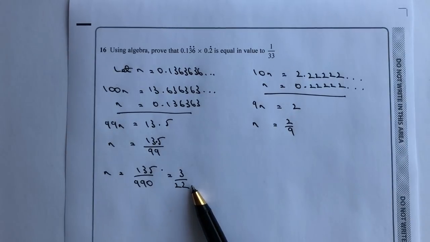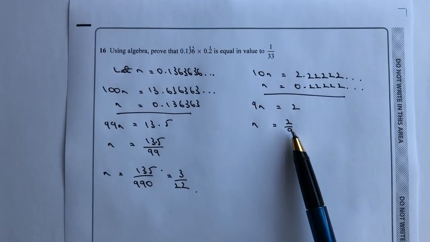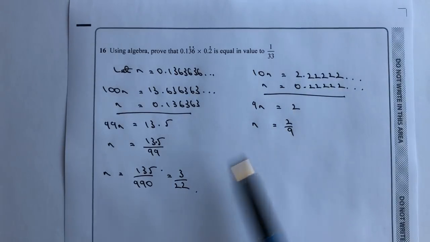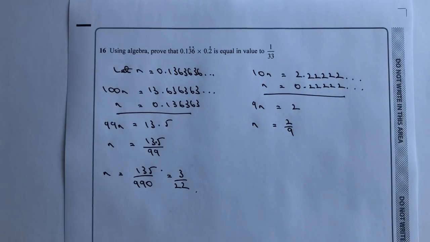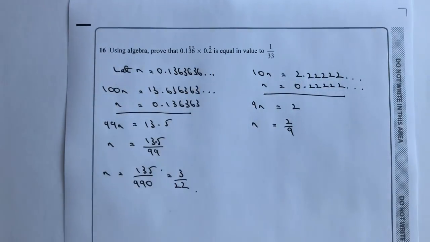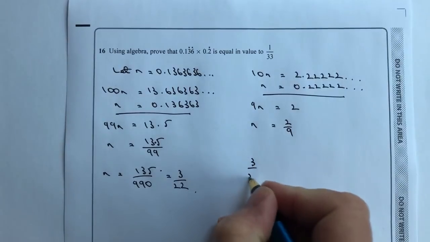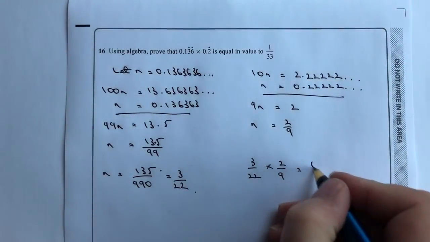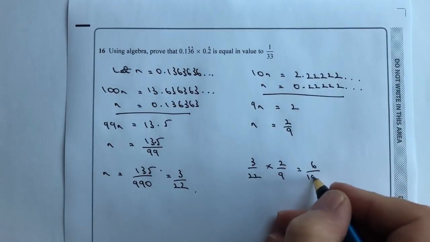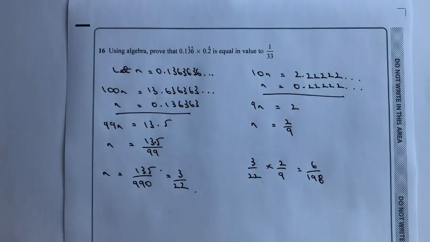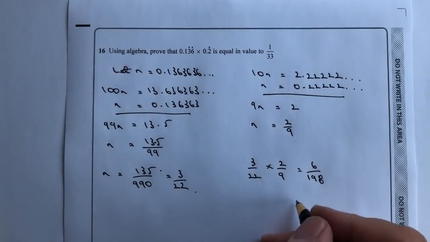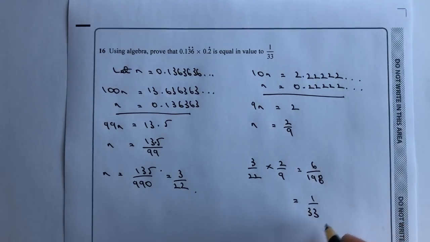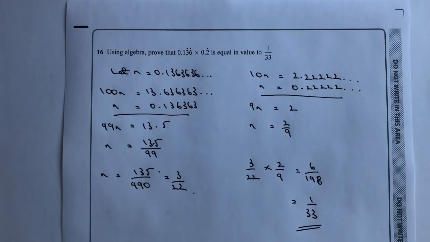Okay, so in this case, what I've done is I've changed this 0.136 recurring and this 0.2 recurring to two separate fractions. So it is then just a case of saying that if I'm going to multiply those two together, then I'm going to get 3 over 22 multiplied by 2 over 9. Pop that into your calculator, you're going to get 6 over 198, and again that will actually reduce on your calculator to 1 over 33, and that's the proof to this particular question. Hope that's okay for you.